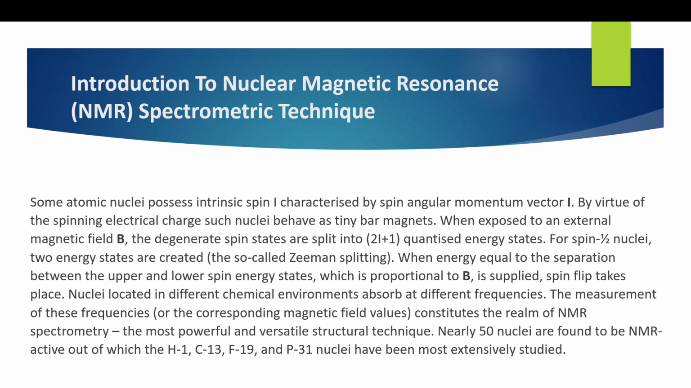Nearly 50 nuclei are found to be NMR active, out of which some are very important, very useful. Examples are proton or hydrogen-1, carbon-13, fluorine-19, and phosphorus-31. These nuclei have been extensively studied. Many other nuclei have also been studied. As I told you, nearly 50 nuclei are studied by NMR. But these are most extensively studied, most useful. They provide very dependable data.